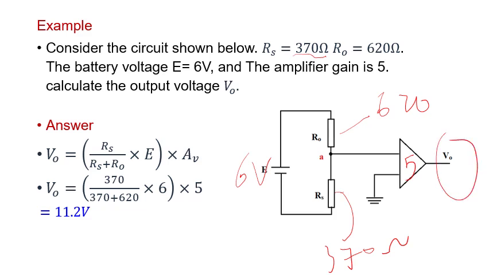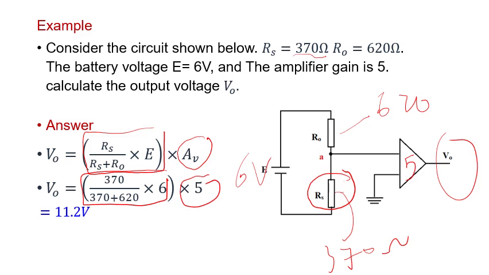You can put all the equations in one shot, as I mentioned, or you can calculate the voltage and then multiply it by the gain. So this part is to calculate the voltage on RS and then multiply it by the gain. You will get a value equal to 11.2 volts. So the voltage here is 11.2 volt.